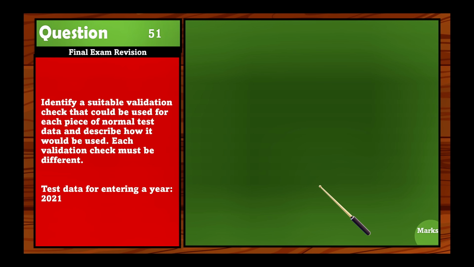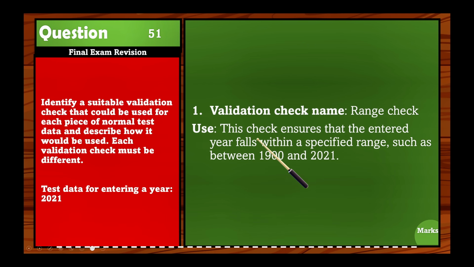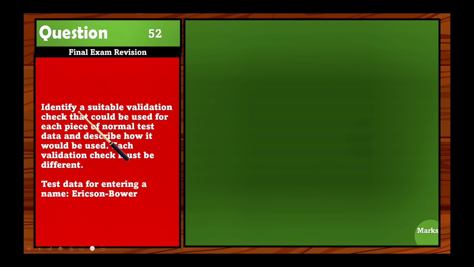So let's start with question 51. Identify a suitable validation check that could be used for each piece of normal test data, and describe how it would be used. Each validation check must be different, and the test data is for entering a year. So what should be the test data? So the first one is the check that we can use for this one is the range check. Range check ensures that the entered year falls within a specified range, such as between 1900 and 2021.